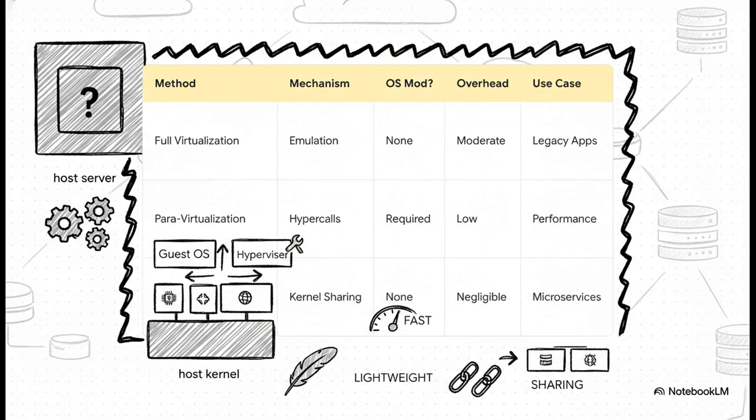But the real game changer today is OS-level virtualization, which you probably know by another name, containers. Instead of pretending to be hardware, containers just share the host computer's operating system kernel. This makes them incredibly light and incredibly fast. We're talking about tools like Docker, which are the foundation of modern software development.